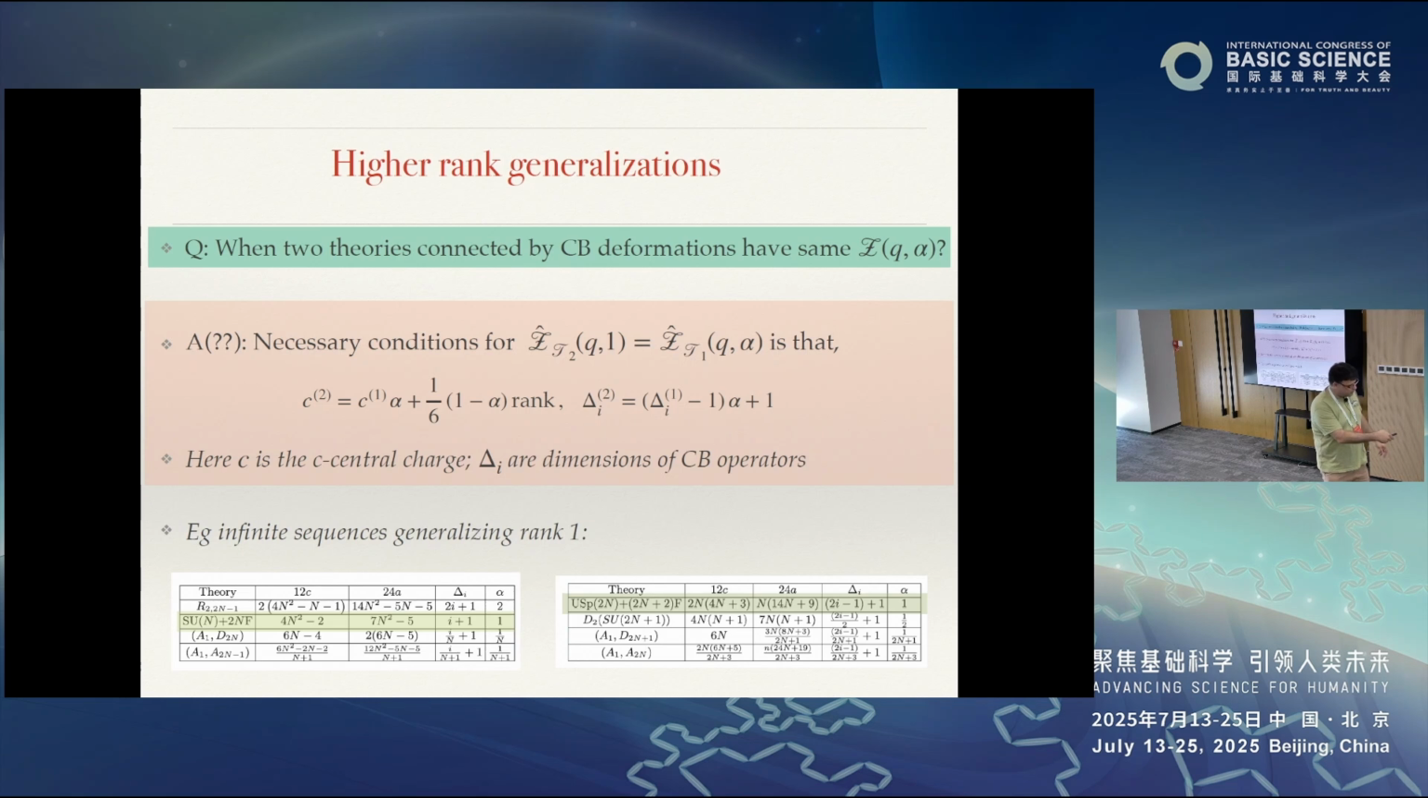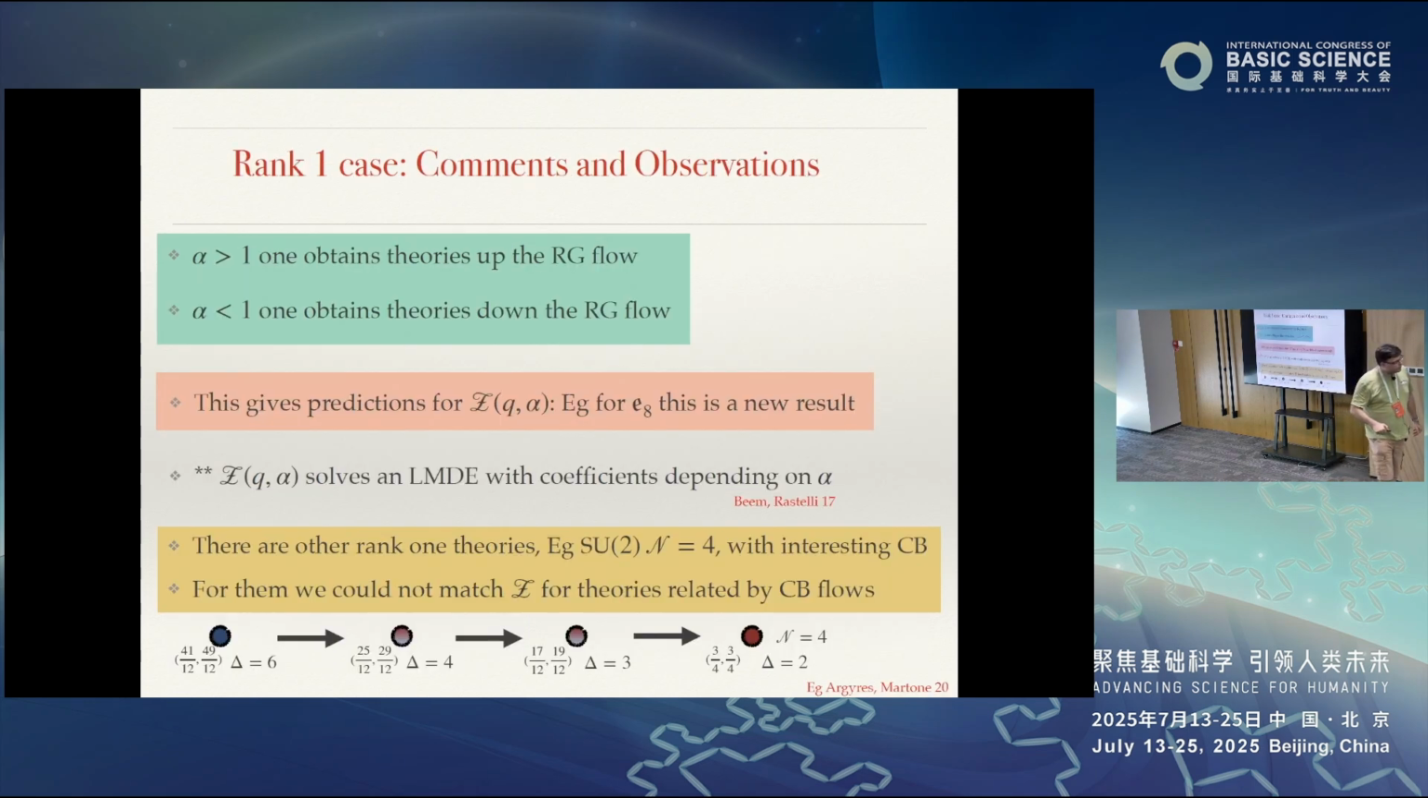These are high rank. All of these are high rank. These are the dimensions of the Coulomb branch operators, so they have several Coulomb branch operators. You can have free theories, of course, but there are theories which flow to them.